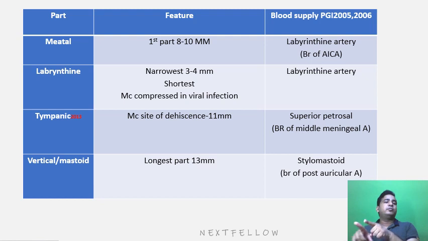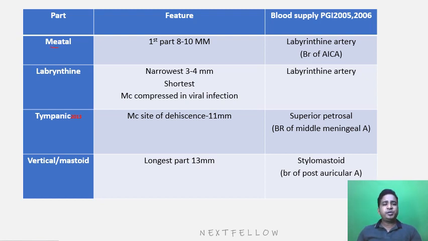Then after exit from the meatus, it takes a sharp turn, which is known as the first genu, and enters into the middle ear. So that much part is known as the labyrinthine part. The third part, which is known as the tympanic part, is the horizontal part of the facial nerve in the middle ear. And then again it will make a sharp turn to form the second genu, and then it runs vertically into the mastoid cavity, which is known as the vertical part. So in the temporal bone, it has 4 parts.